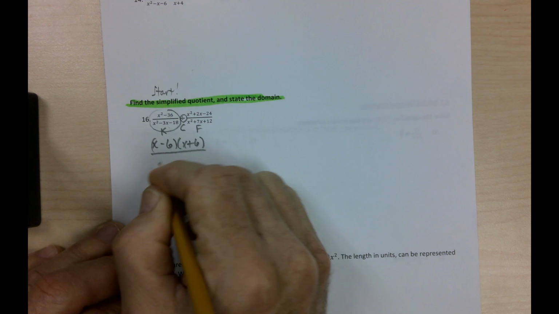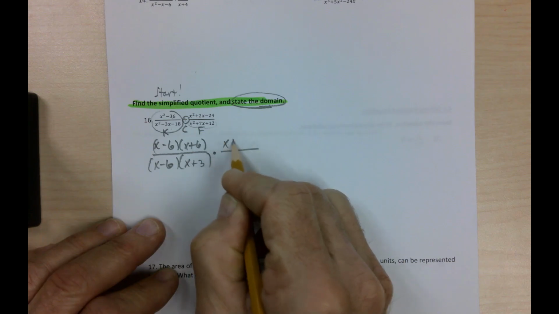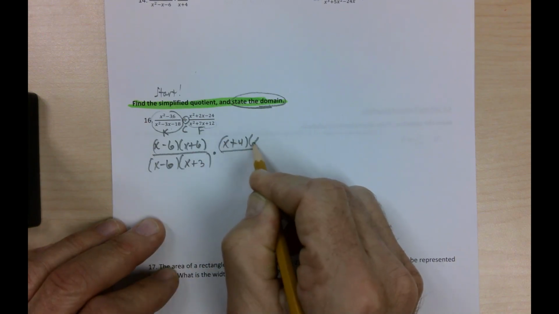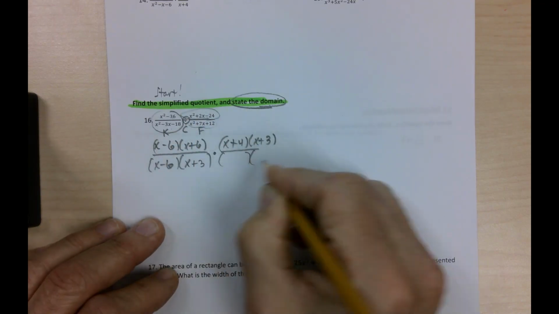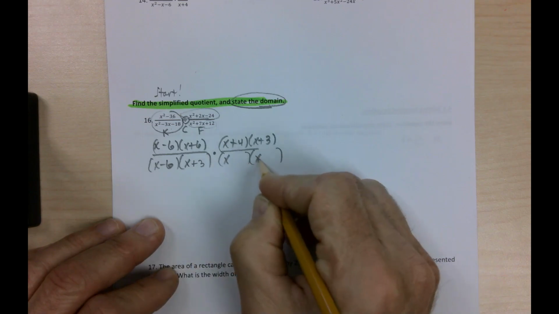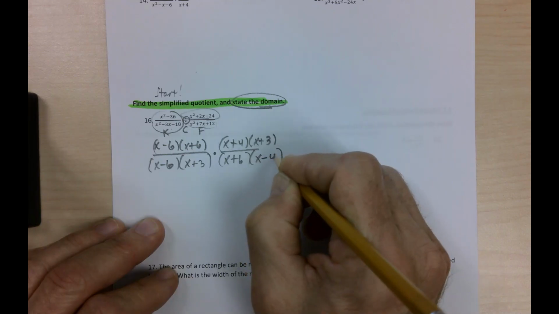We're going to change that to multiplication, so I'm going to factor this and put it in the top. So it'd be x plus 4 x plus 3. And then this guy, we're going to factor it. That'd be 6 and 4, but the 6 has to be positive, the 4 has to be negative.